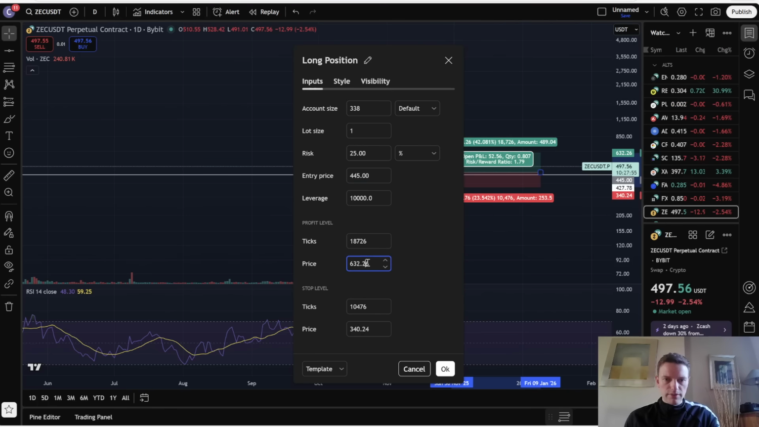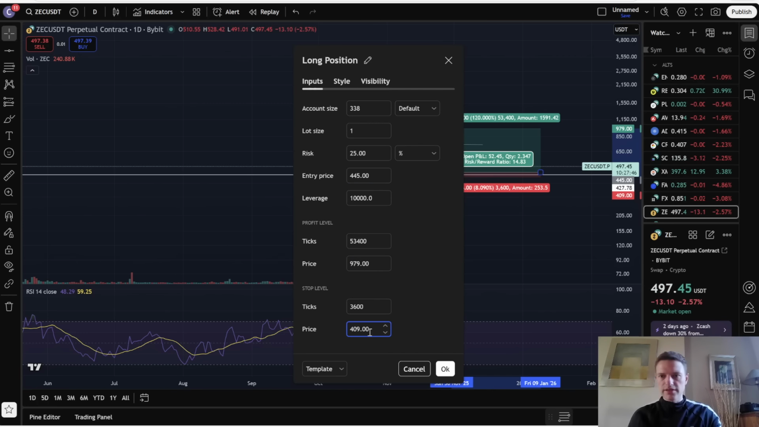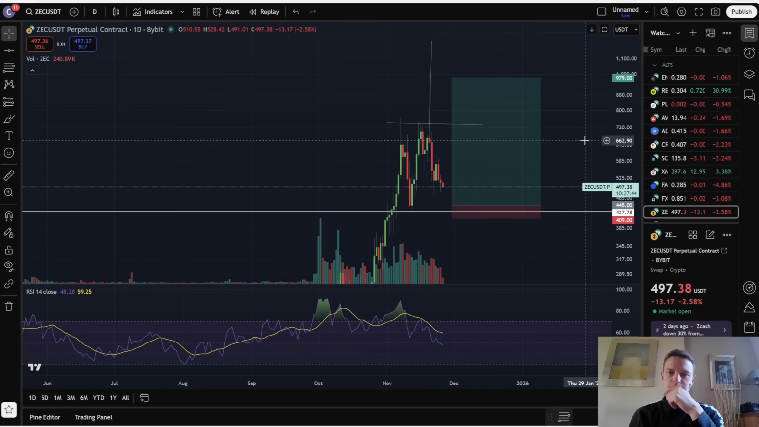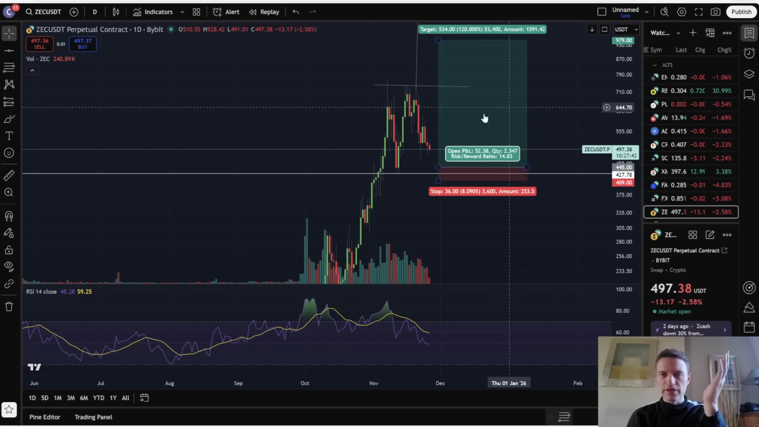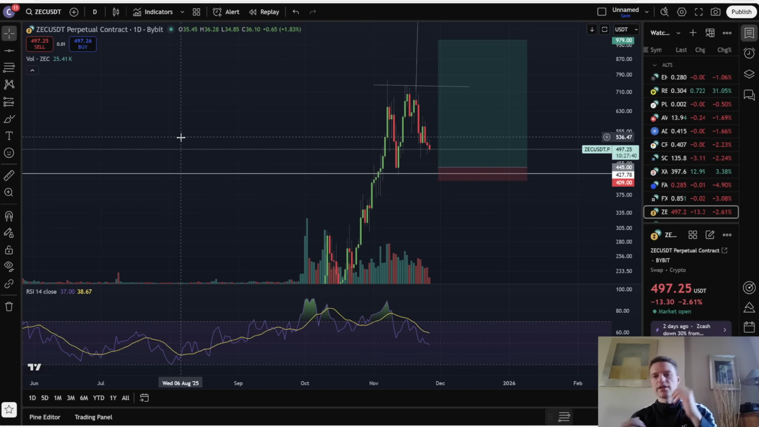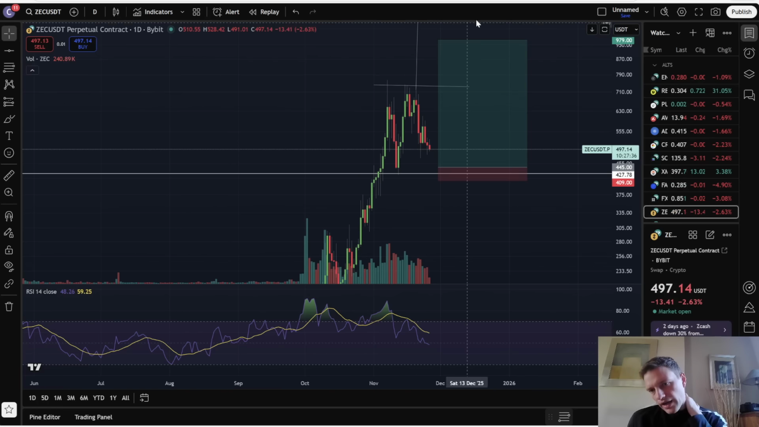Entry price and take profit was 979, and stop loss was 409. So it's a massive 14.83 risk to reward trade if we get filled on that, and then if we manage to get that, it's a nice return. And so I think that's worth it at this point in the market.